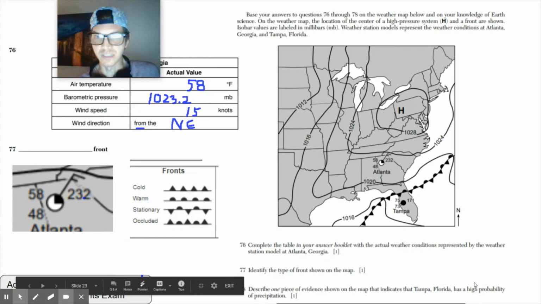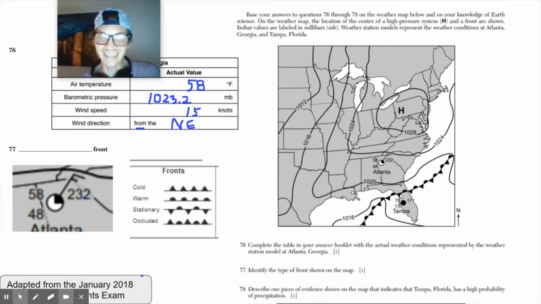probability of precipitation. Well, there's a couple different things that we can use here. One is it is relatively close to a stationary front, so they could be experiencing some overcast and some precipitation for a few days. Also, if we look at the air temperature and the dew point, they're very close together. So that means that the air is going to be really, really humid and just about to rain because that dew point is so close to the actual temperature.